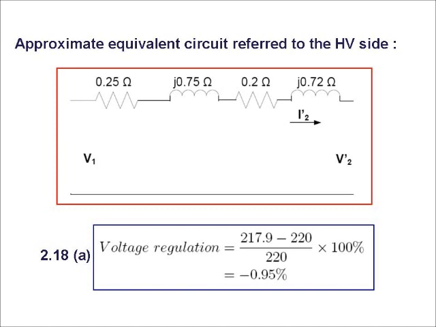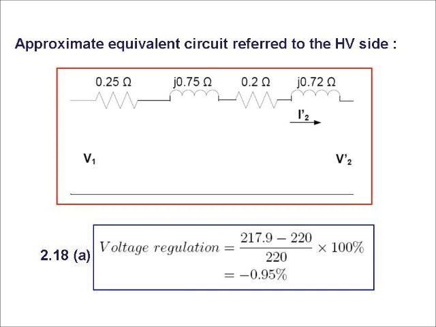V1 is your voltage on the left, V2 prime is your voltage on the right, and I2 prime is the current that flows through the transformer. We are not considering here any magnetizing inductance that would be connected on the left, and you have to remember that there is an ideal transformer that connects the right terminals to take V2 prime into V2.